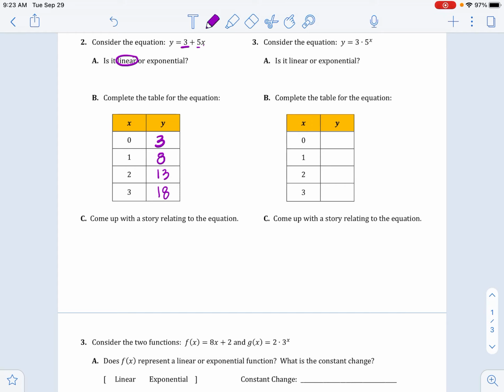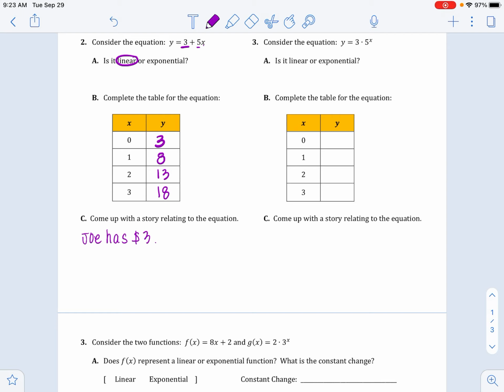All right, I'm going to make up my own story. I'm going to say I need an initial amount to start with. So the initial amount's 3. So I'm going to come up with the person's name, Joe, has, and then I have to say he has 3 of something. I'm going to say dollars, okay?